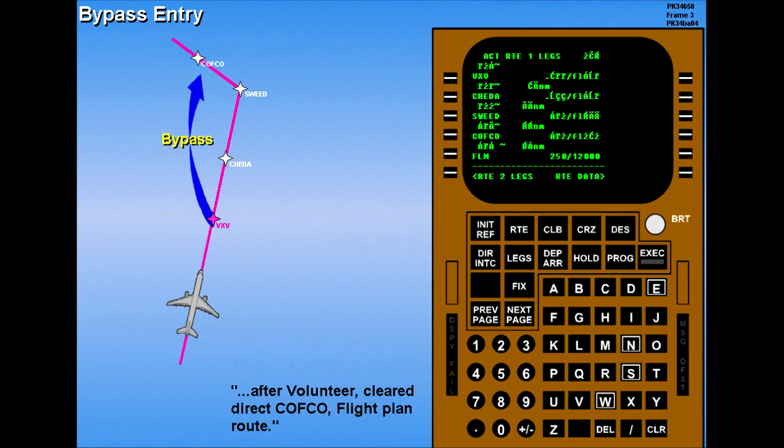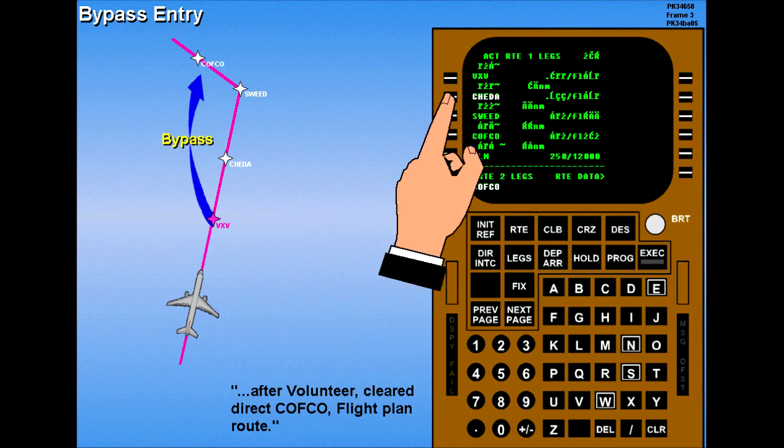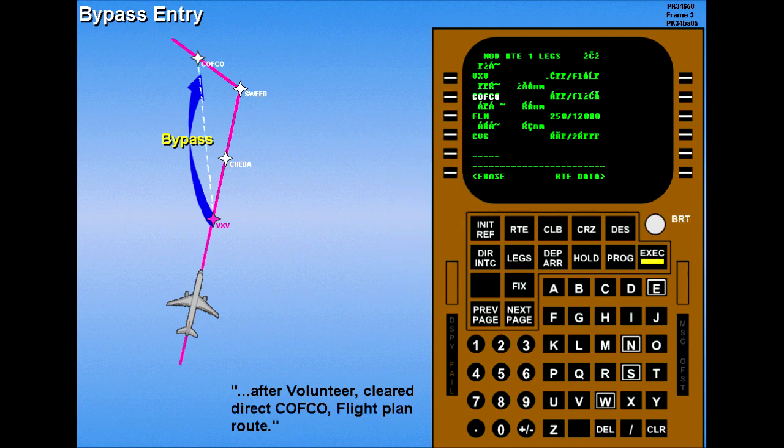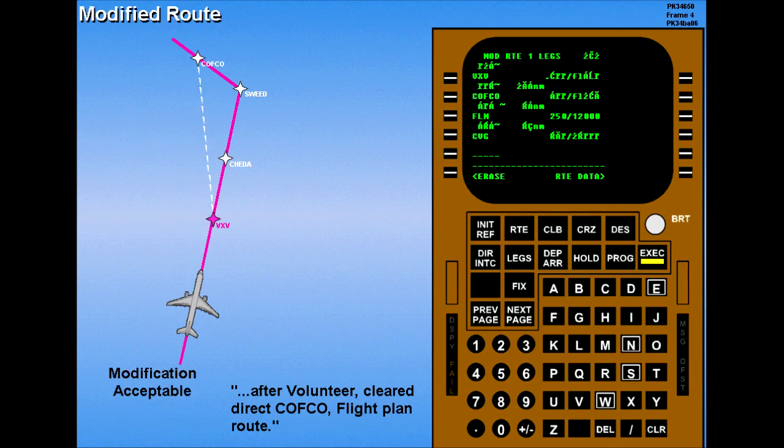To accomplish the bypass, line select the first waypoint following those waypoints to be bypassed, COFGO in this example. Next, line select the first waypoint to be bypassed consistent with the clearance. If the modification is acceptable, it may then be executed.